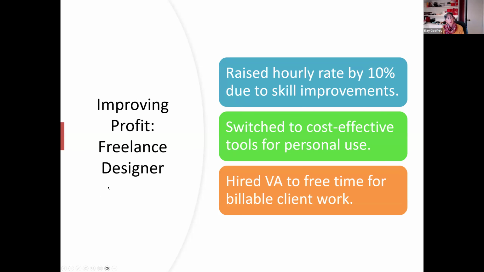So improving profit. Let's take a freelance designer. She raised her hourly rate by 10% due to skill improvements. Possibly software, using software if it's a freelance design. Switched to cost-effective tools for personal use, and hired a VA to free time for billable client work. So after looking at her profit and loss, she decided these were the things that she wants to do to improve her results.